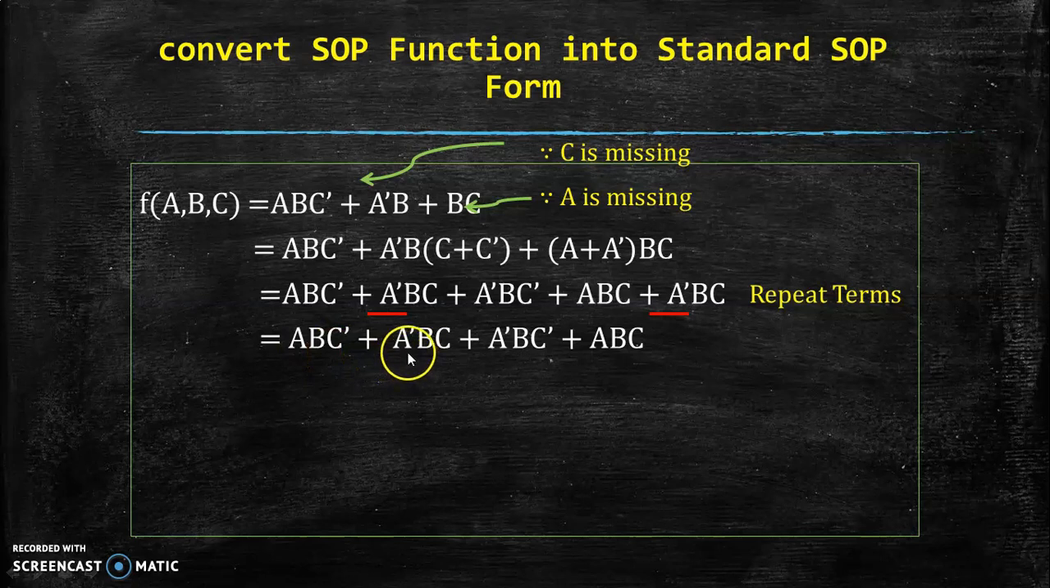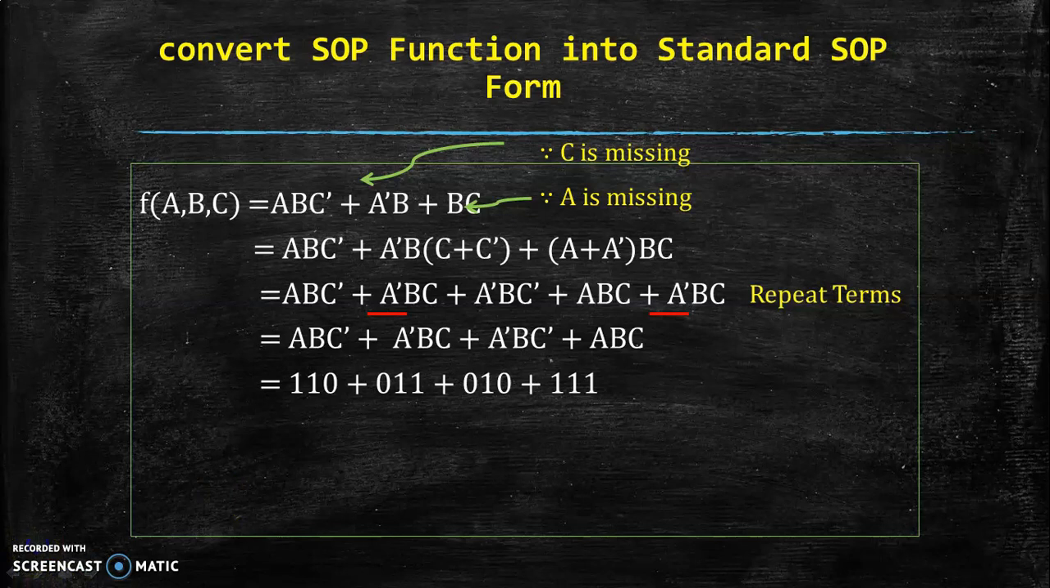Same way A bar B C becomes 0, 1, 1. A bar B C bar becomes 0, 1, 0. And ABC becomes 1, 1, 1. So we can write 1, 1, 0; 0, 1, 1; 0, 1, 0; 1, 1, 1.